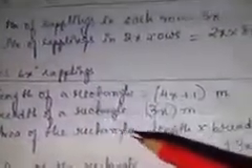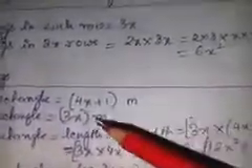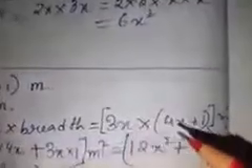Next come to part 2 of sum number 3. So the length of the rectangle is given and breadth is given. So how can we find out the area of the rectangle? We know that the area of the rectangle means length into breadth. So length into breadth means 3x into 4x plus 1. So I have multiplied 3x into 4x plus 1.